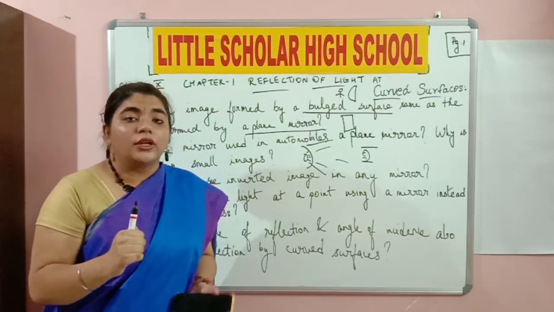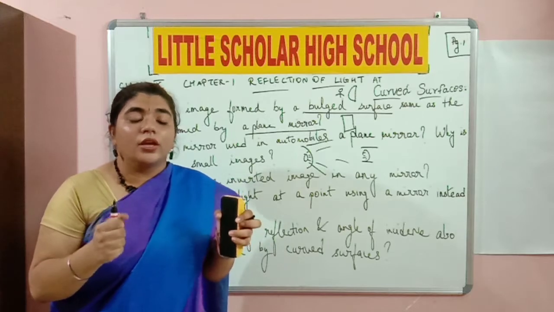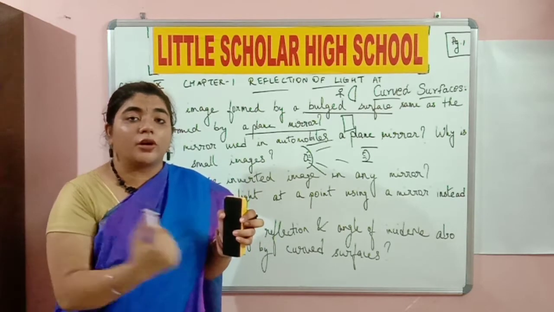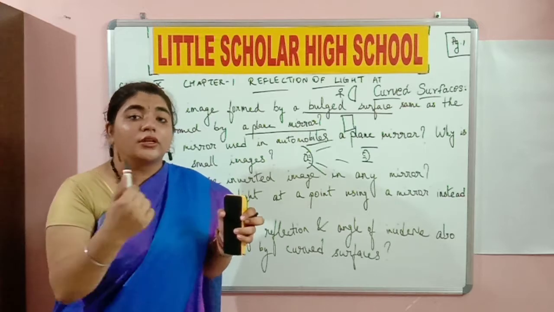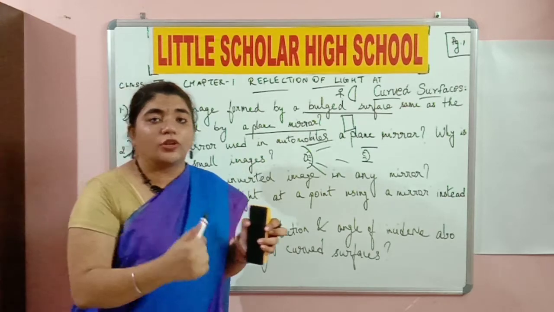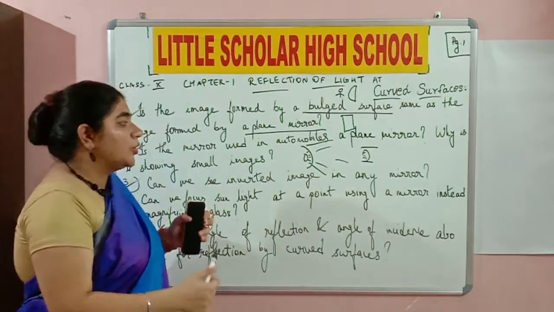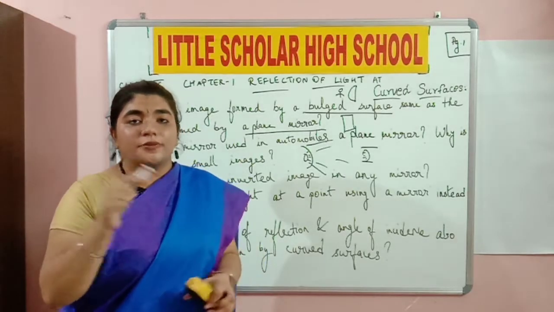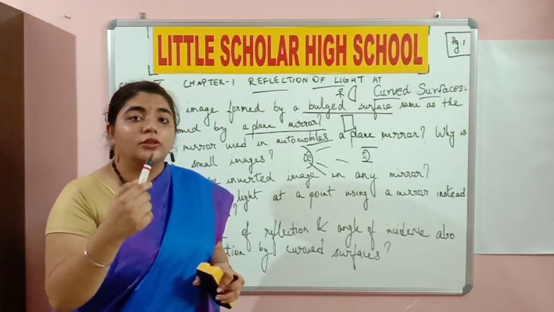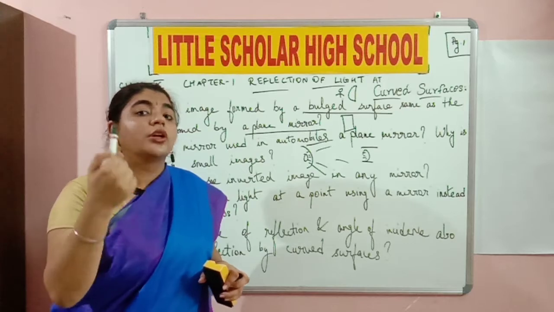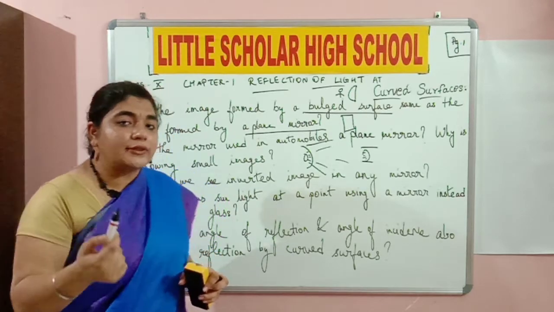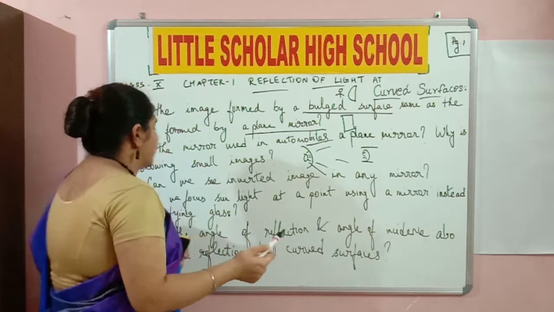But when you hold the chart paper with your name written on it, you can see that the letters on the chart paper appear laterally inverted. This is called lateral inversion. But here we are talking about upside down. So the plane mirror is never going to give you the upside down image, but the spherical mirrors are going to give you upside down or inverted images in certain cases, which we will deal with later.